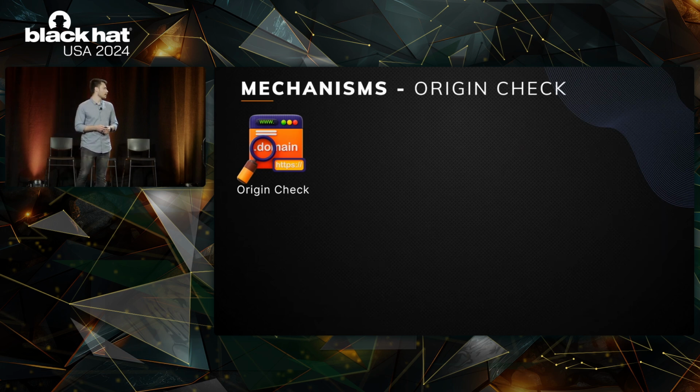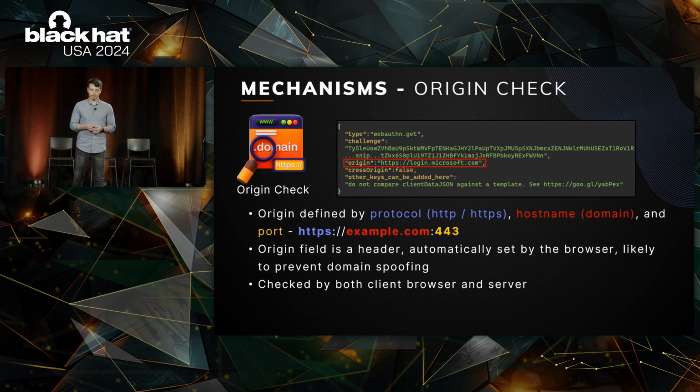Then there's the origin check. So just a quick reminder, the origin header is defined as the protocol schema, the host name, and the port. And it is implemented by the browser, and it is not something that the web application can supply to the client, meaning a web application cannot just come to a user and say, hi, I'm Microsoft.com, and please treat me as such. No, it is determined by the client itself. And we will see that this is also checked by both the client and by the server.